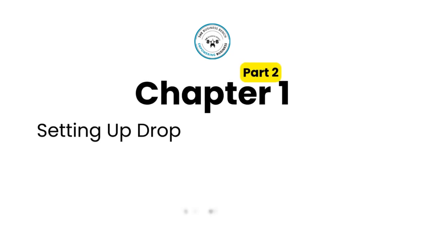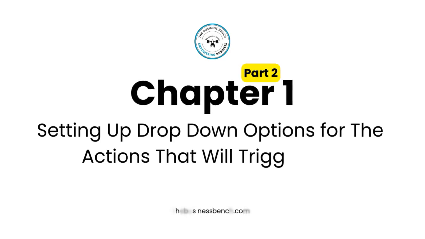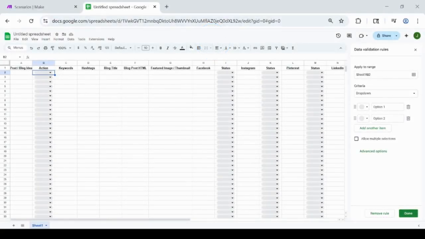Chapter 1, Part 2. This part will focus on adding the drop-down options for the automation that will trigger inside the spreadsheet. In the Actions row, you will add these options as selections. Generate post and/or blog idea. Post and/or blog idea generated. Generate hashtags and keywords. Hashtags and keywords generated.